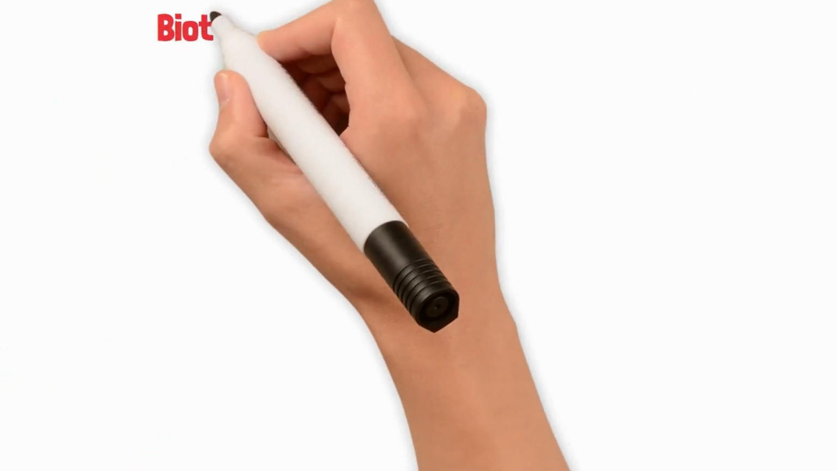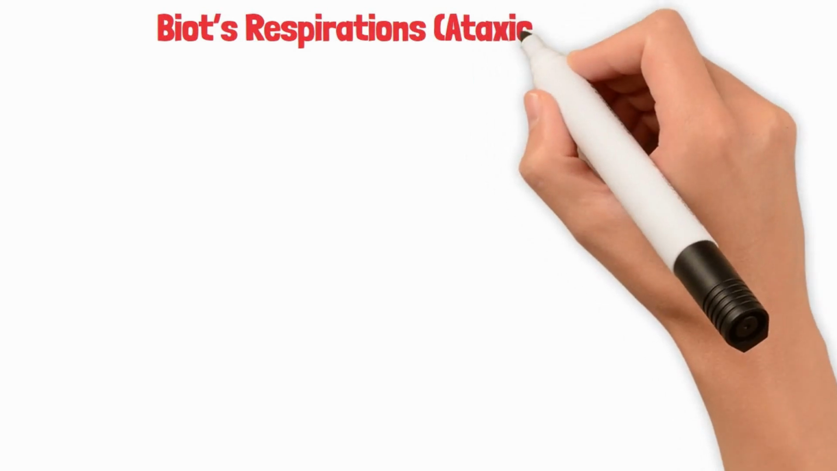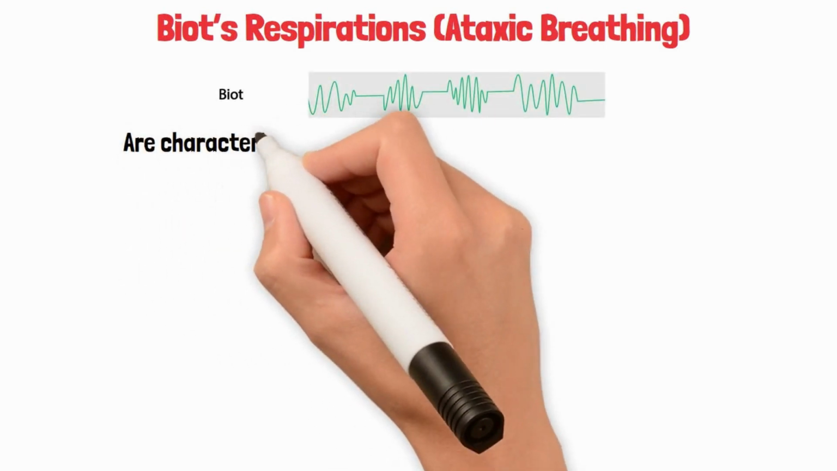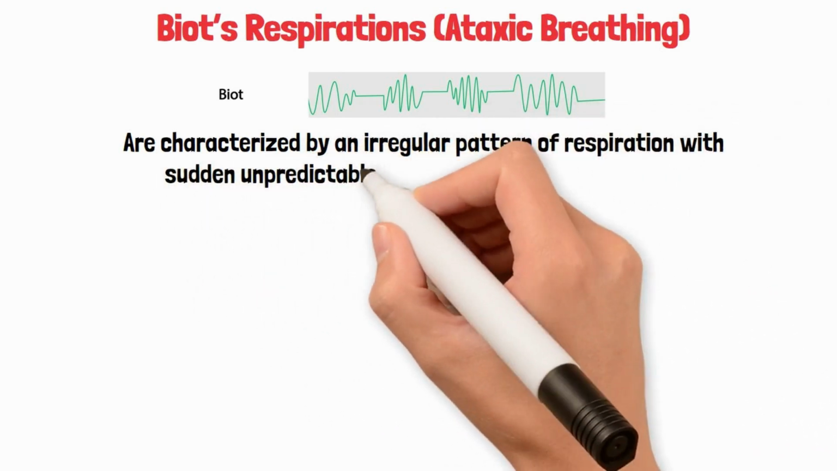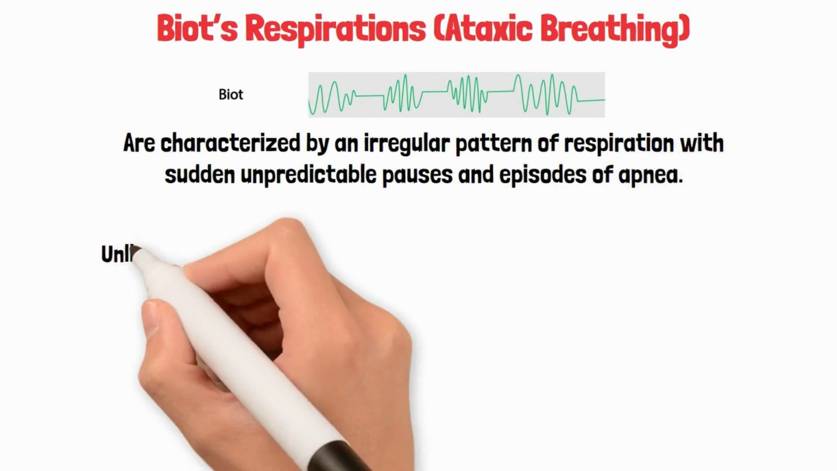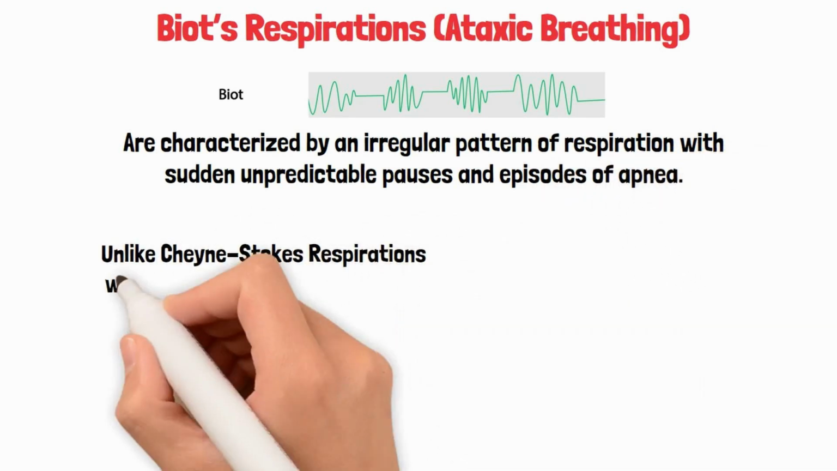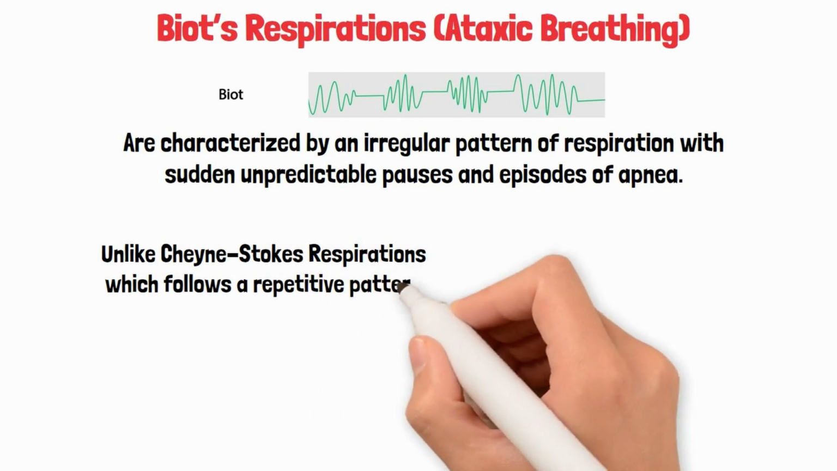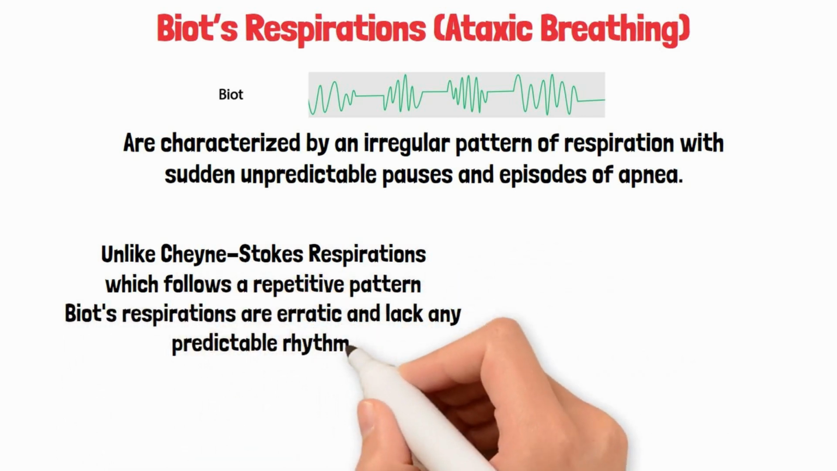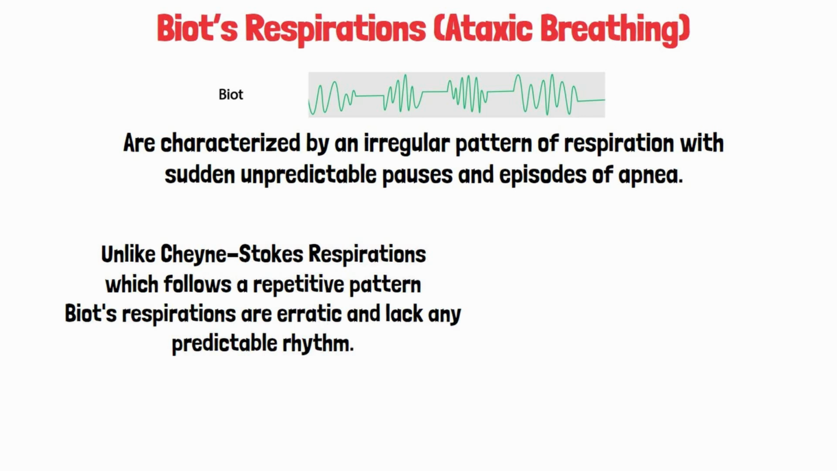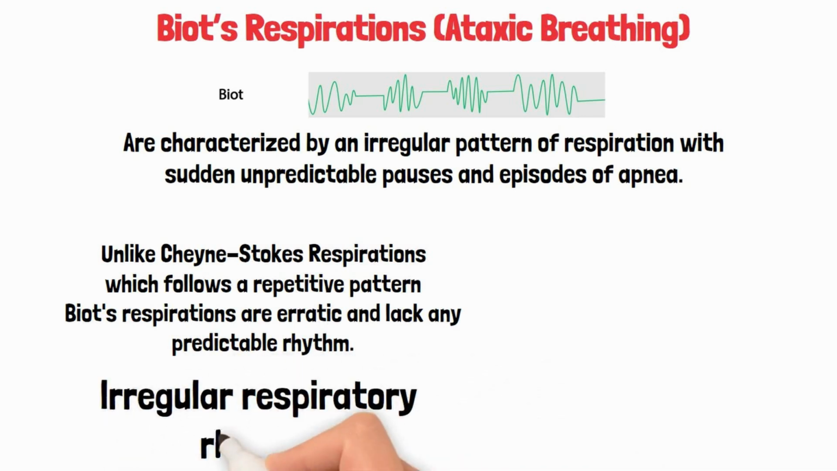Now let's talk about Biot's respirations, also called ataxic breathing. Biot's respirations, or ataxic breathing, and sometimes referred to as ataxic respirations, are characterized by an irregular pattern of respiration with sudden unpredictable pauses and episodes of apnea. Unlike Cheyne-Stokes respirations, which follows a repetitive pattern, Biot's respirations are erratic and lack any predictable rhythm. In other words, they are an irregularly irregular respiratory rhythm.